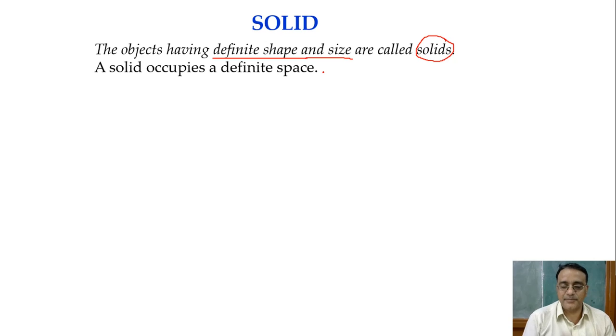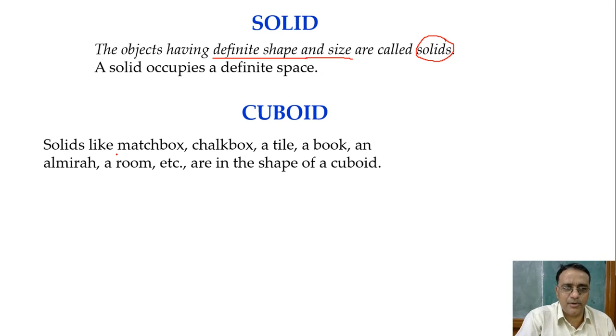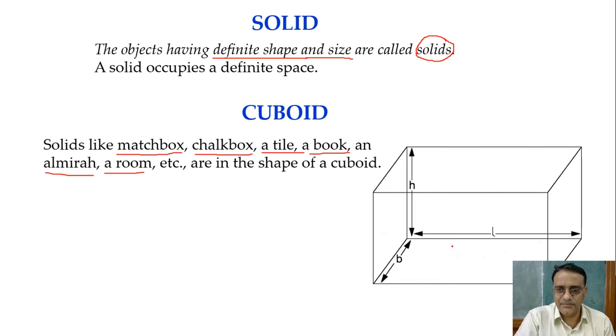Three-dimensional shape solid. The first solid was cuboid. So let us start with the first shape, cuboid. Solids like matchbox, chalk box, or a tile, book, almirah, room, etc. These are all in the shape of cuboid. And let us see the shape of cuboid. So this is L, this is breadth, and this is H. Here there are only 3 parameters: L, B, H.